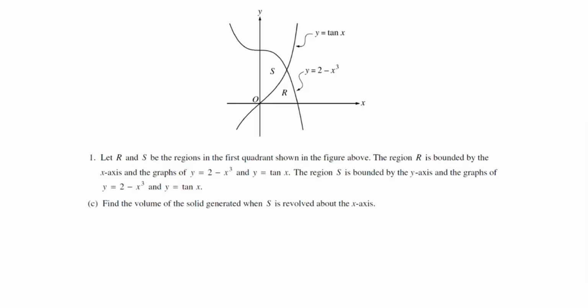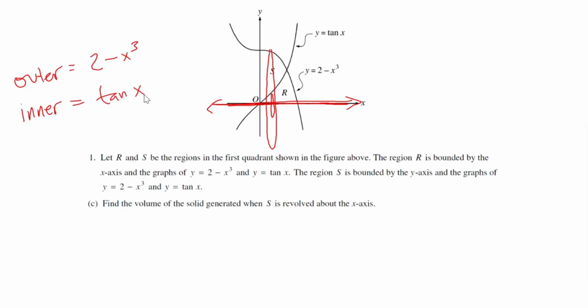And in part C, it says find the volume of the solid if we revolve S around the x-axis. So if we go around the x-axis here, we're going to have washer cross-sections. We're going to have an outer radius and an inner radius. And our outer radius is just going to be our upper function, which was 2 minus x cubed. And our inner radius is just the distance from the x-axis to the other function, which was tangent.